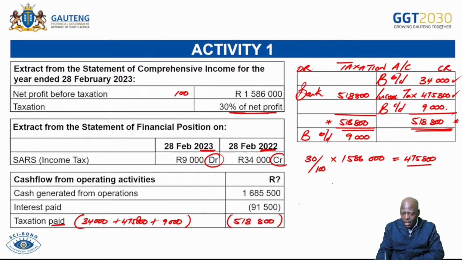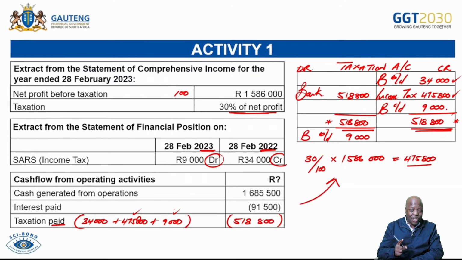So the T account makes it easy for you to know what goes to which side. Which one am I supposed to add? Which one am I supposed to subtract? Because most of you make a mistake, end up subtracting the wrong amount. In this case, you were adding everything. So that is why you see that here we have plus 475 plus 9,000.